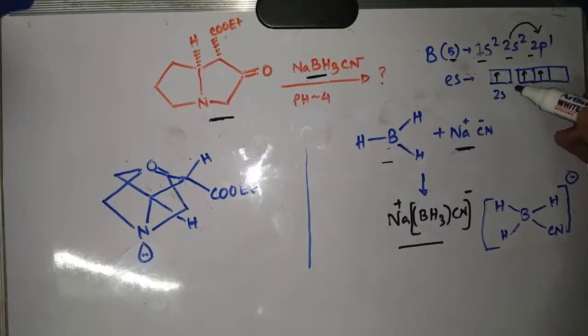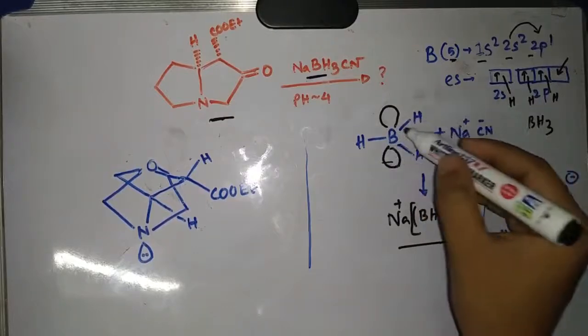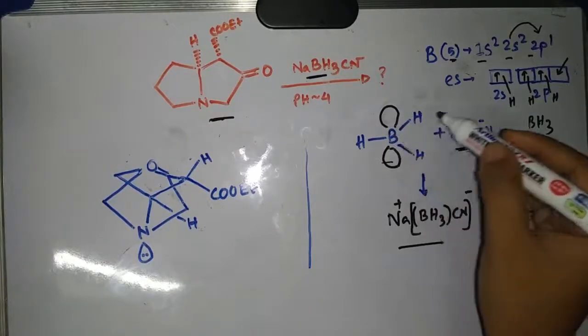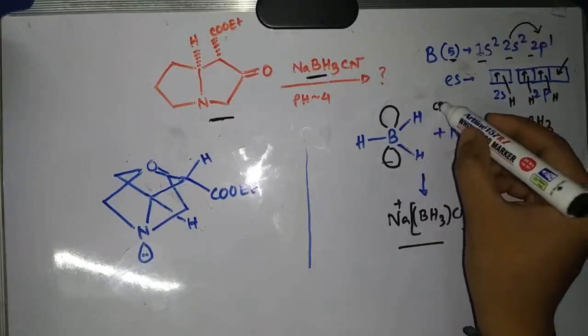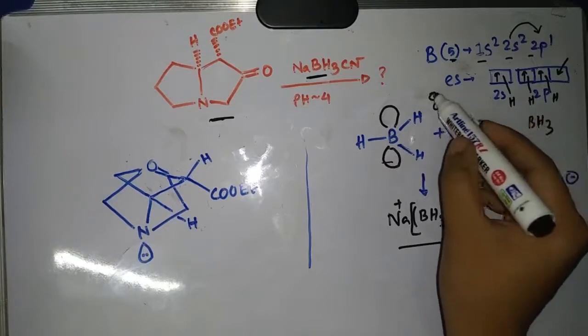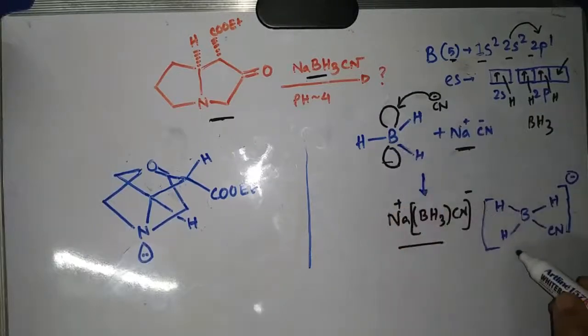Now when it forms the BH3 molecule, the 3 hydrogens donate electrons into the 3 orbitals, forming paired electrons in those 3 orbitals. So one p orbital is vacant, with no electron in it. This boron has a vacant p orbital, which can accept electrons from a coming ligand or nucleophile. We know CN- is a very good nucleophile, and it donates its electrons to this vacant p orbital of BH3 and forms this complex.